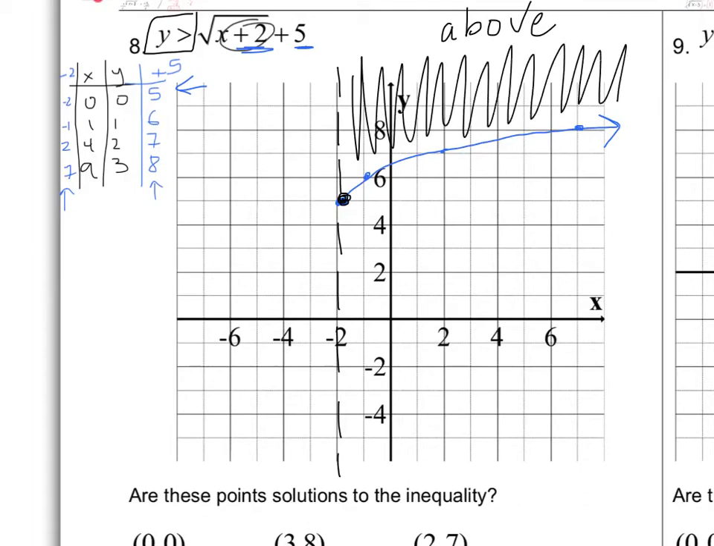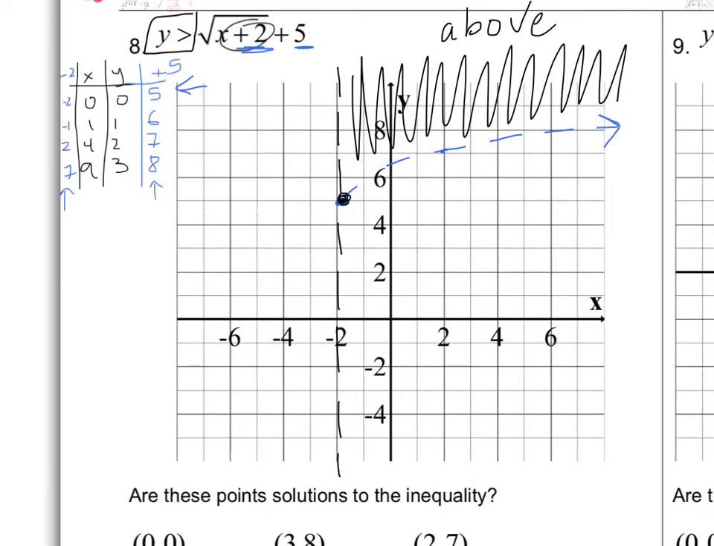Now I made a mistake. As you can see, it's y greater, so my line has to be dotted. Keep that in mind. So let's review. If you have a radical inequality, you would graph it like you would graph any other radical equation.